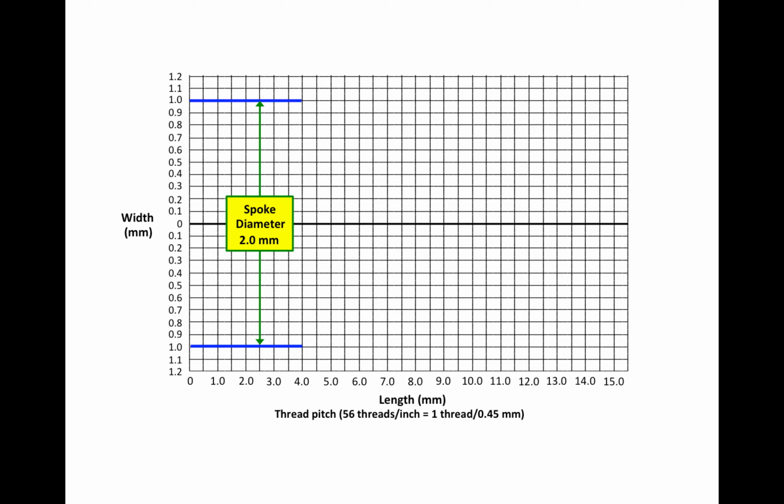We're going to be measuring width from the center line of the spoke, which means that I have where the shaft of the spoke is, the spoke diameter of 2 millimeters, 1 millimeter on either side of the center line of zero. We will regard these two red lines as reference lines, and they are just an extension of the 2 millimeter diameter of the spoke where the shaft is.